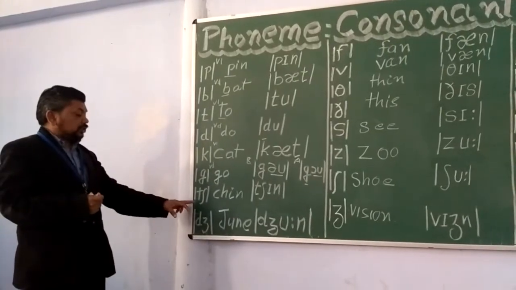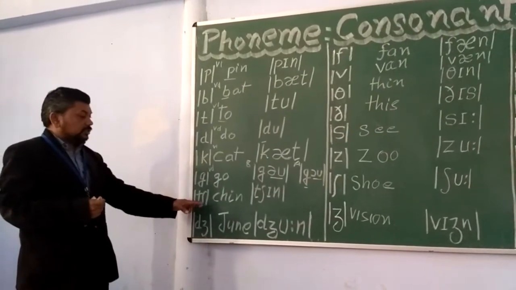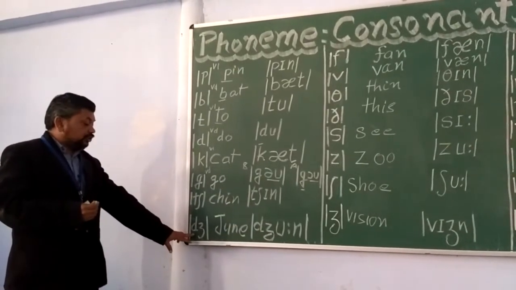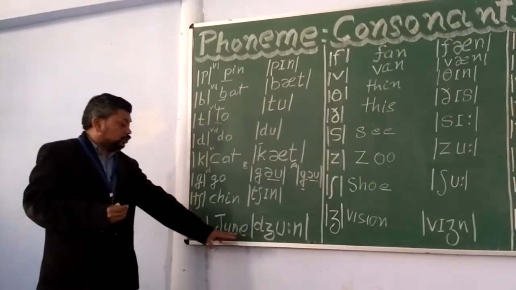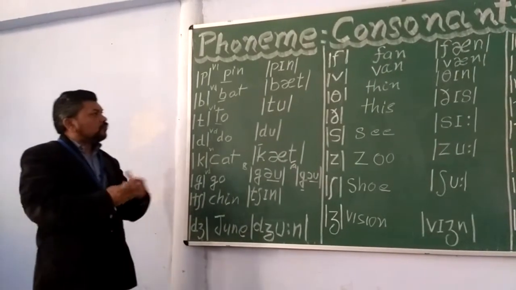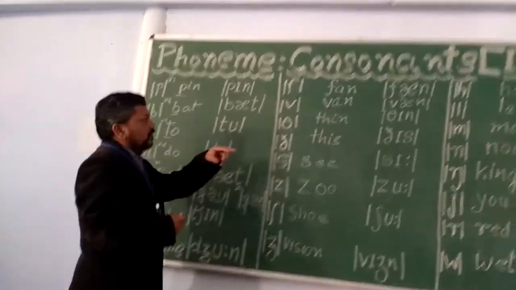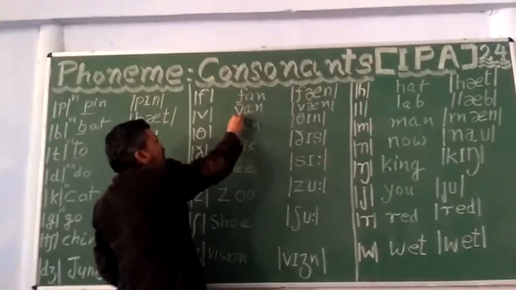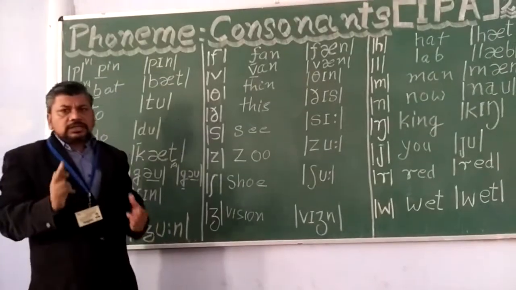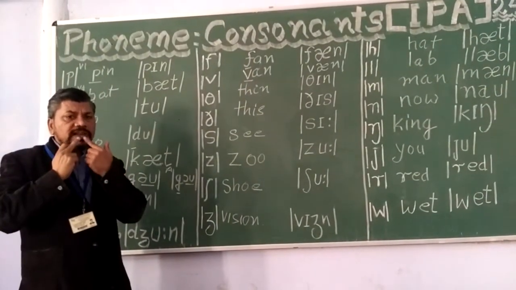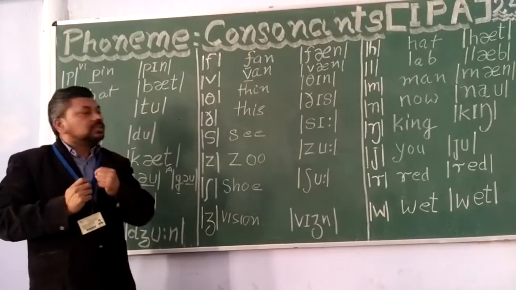Then there comes the cha sound, as in chin. Then there comes the j sound, as in Jew. Similarly, if we move further, we will find the fa sound, as in fan, and va as in van. This is labiodental, pronounced by the lower lip and upper teeth.